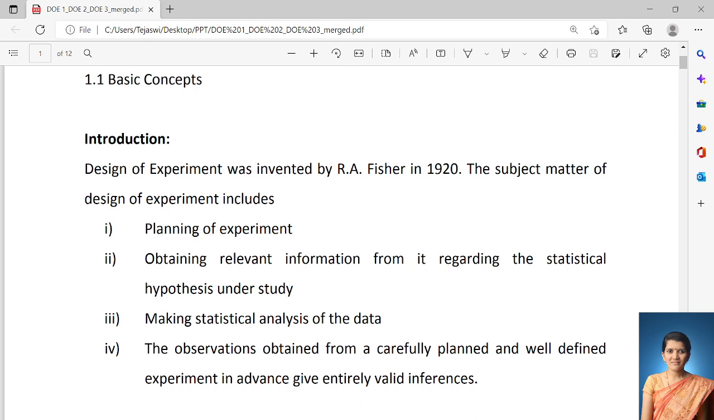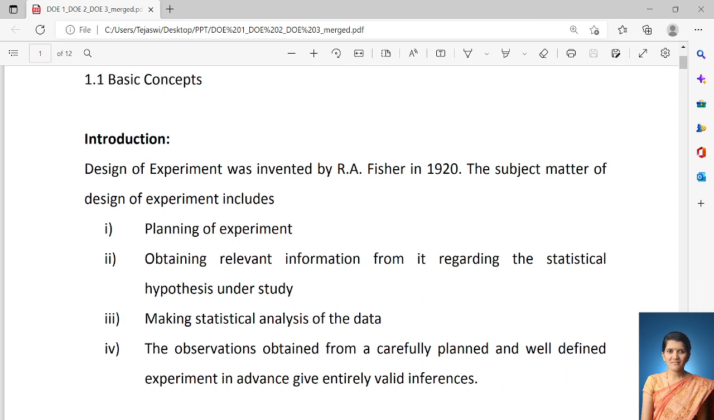First, we plan the experiment. So, if we have some problem, we plan which experiment is used in this problem. Then second step is obtaining relevant information regarding statistical hypothesis under study. So we decide what your objectives are and then find their hypothesis. Then third step, making the statistical analysis of the data. For example, we analyze the data by graphical representation, tabular representation and some statistical testing, hypothesis testing.